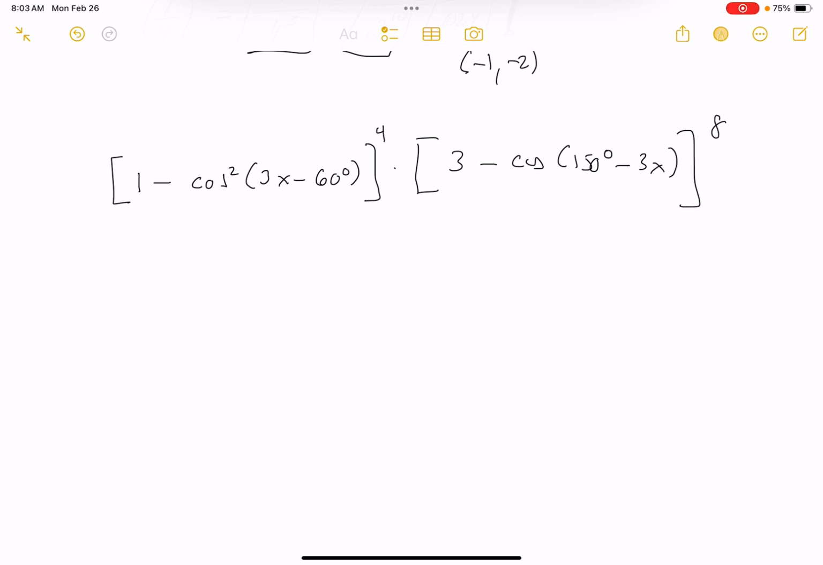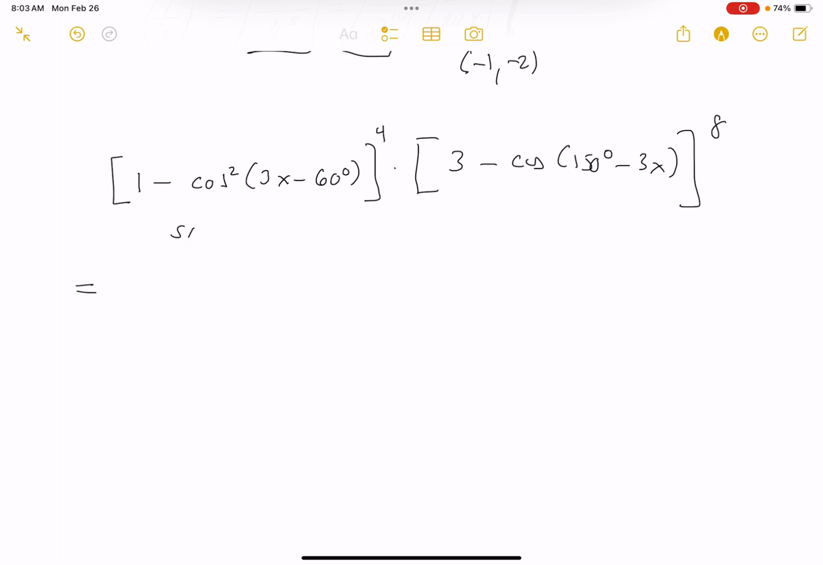Well, a couple of things I noticed offhand is that in the other problems, the arguments were the same for the cosine. Now, these arguments are definitely different, all right? The other thing is the powers. But this looks so much different, by the way. So the first thing I'll do is use the Pythagorean identity.